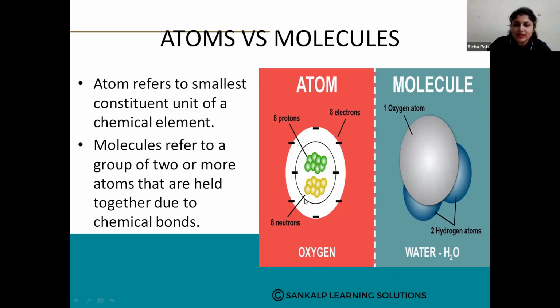So molecule is referred to a group of two or more atoms. It is made up of a group of two or more atoms. When two or more atoms join together with the help of chemical bonds, then they are said to be a molecule. You can see it in the blue diagram here.